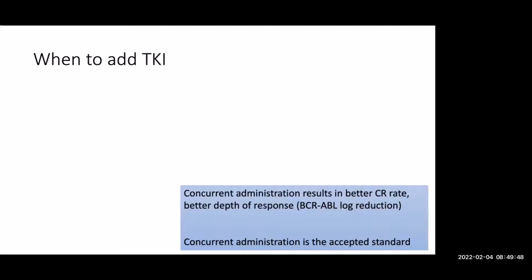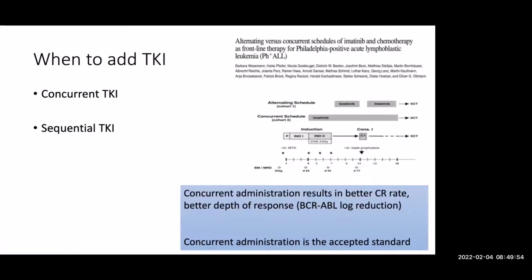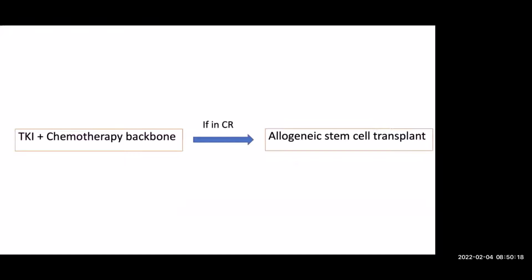The other aspect which I wanted to cover was when should we add the TKI? So the tyrosine kinase inhibitor, which is imatinib, was assessed whether it could be added in a concurrent fashion or a sequential fashion, and this was studied by the GMALL group, and what they found was that concurrent administration, that is administration of TKI along with the chemotherapy, resulted in better CR rates and better depth of response, and concurrent administration is the accepted standard.